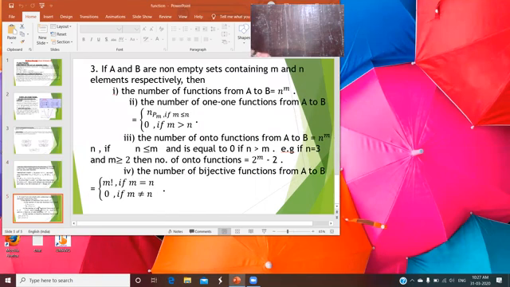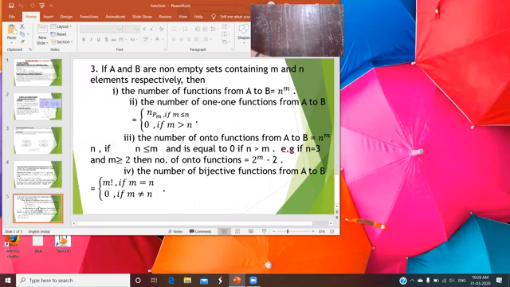Yes, in the third point, note all those things. Third point, if A and B are non-empty sets containing m and n elements respectively, then the number of functions from A to B is n to the power m. You have to note or learn all those important points because MCQ questions are also asked in your board examination. So you have to learn all those small things for scoring. And the second one, the number of 1-1 functions from A to B is nPm.